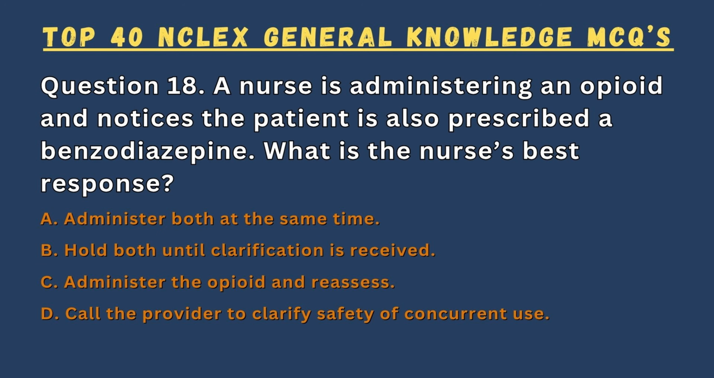Question 18. A nurse is administering an opioid and notices the patient is also prescribed a benzodiazepine. What is the nurse's best response? A. Administer both at the same time. B. Hold both until clarification is received. C. Administer the opioid and reassess. D. Call the provider to clarify safety of concurrent use.